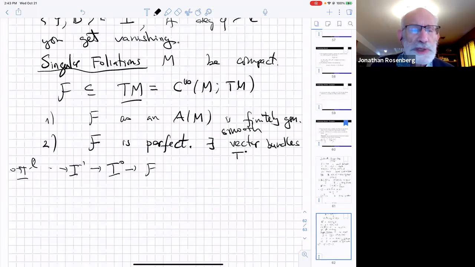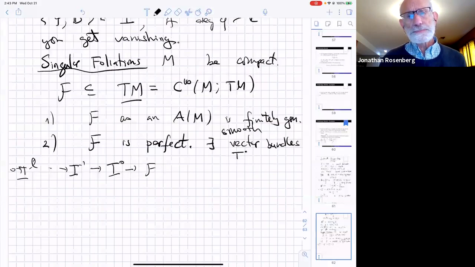Aren't 1 and 2 basically the same as saying that it's coherent? I mean, as far as the complex situation is concerned. Yes, if this were complex, then perfect would be equivalent to coherent. But in the non-complex world there isn't really a very good notion of coherent, and this is a replacement for that.